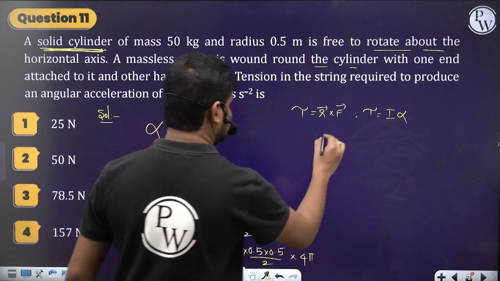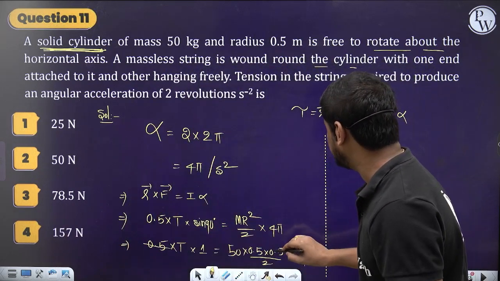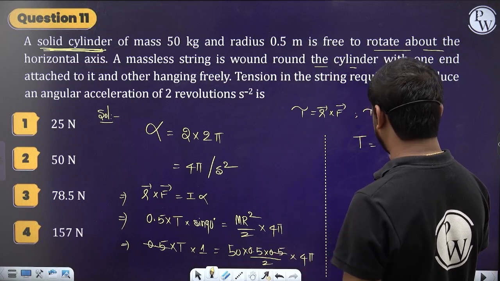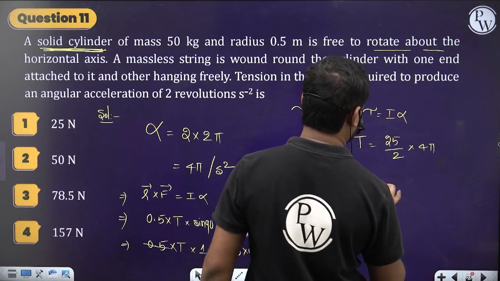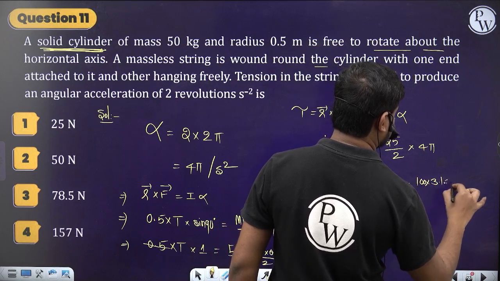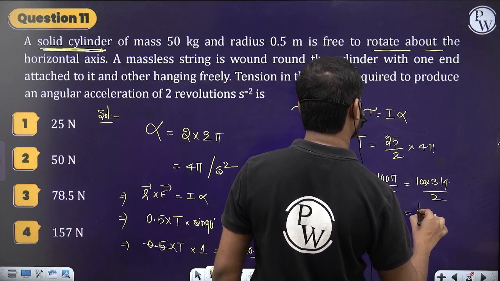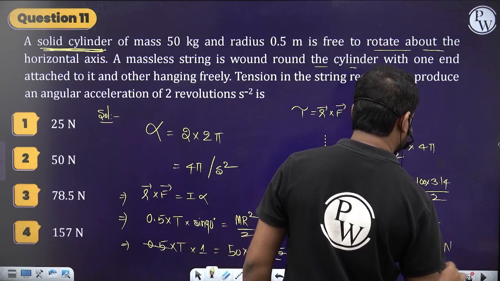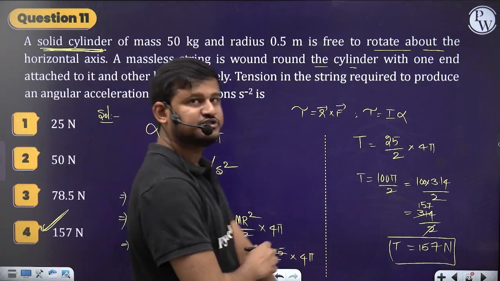Now let's do the calculation, guys. From here the 0.5 cancels. The tension T equals 0.5 into 50 by 2 into 4 pi, which is 100 pi by 2. That is 100 into 3.14 by 2, which is 314 by 2. So 157 newtons is the tension. Clear? So that's option 4.